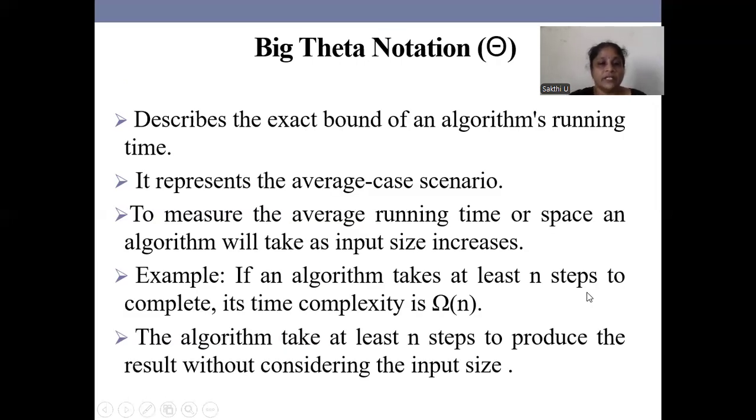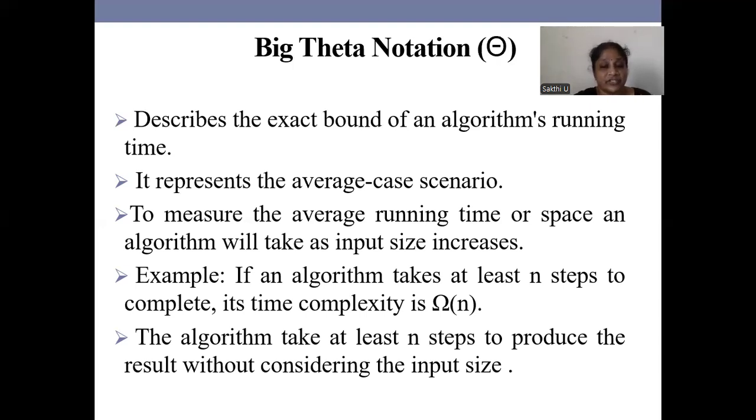And big theta notation shows the average case, in between best case and worst case. So we cannot say that for such input, the algorithm always gives best or always gives worst. There may be a change. There may be a value between best and worst case. That is called average case.